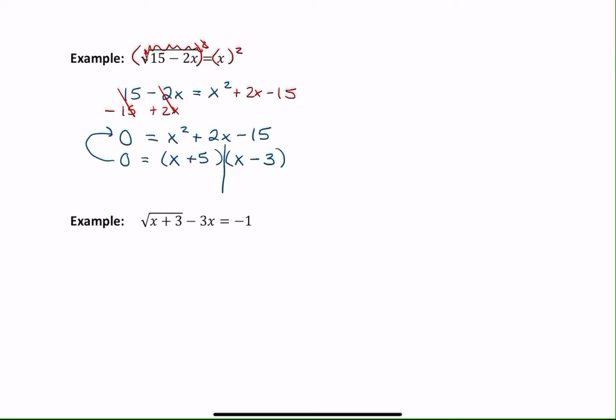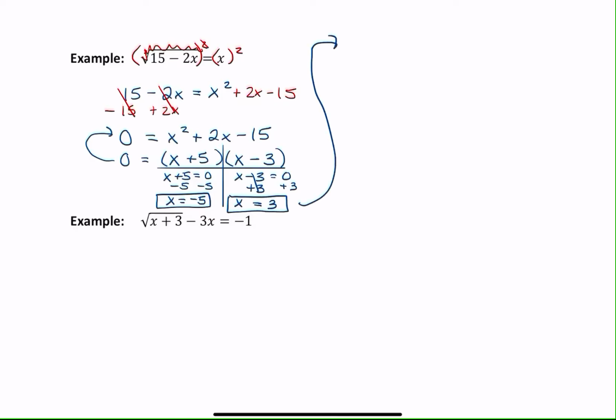Now you're going to set each factor equal to 0. So I've got x plus 5 equals 0. When you subtract 5 from both sides, that gives you x equals negative 5. So that's one solution. And then I've got x minus 3 equals 0. I add 3 to both sides. That's going to give me x equals 3. So those are my two solutions.